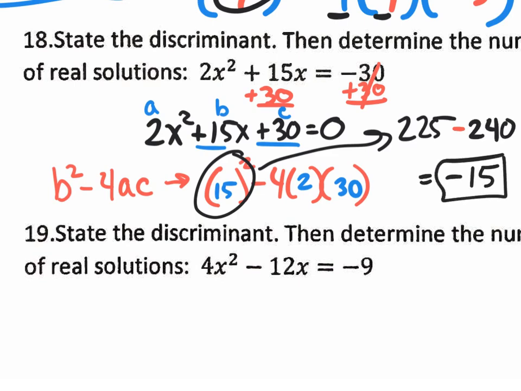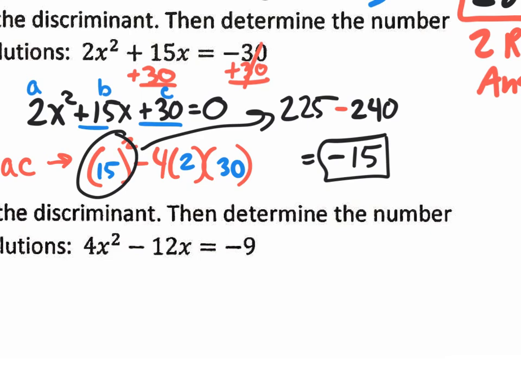Now, what does that tell you? How many times will the parabola cross the x-axis? 0. No times at all, right? How many answers do you get? No real answers. You get imaginary answers if you were to do the quadratic formula. So the multiple choice answer we want is that the discriminant is negative 15 and no real answers.